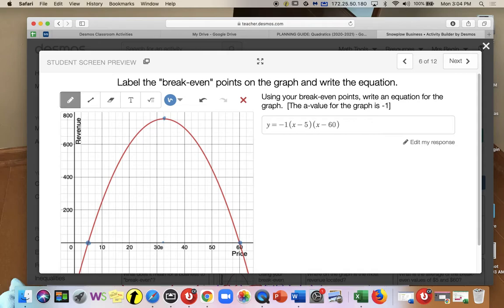So let's see, is this going up by 2s? 32, 4, 6. No, it's not going up by 2s. Oh, it's going up by 25. So this would be like 32.5. It's going up by 250. This would be $35, and this would be $37.50. So it looks like $32.50 is pretty close. And this point is called the vertex right there.